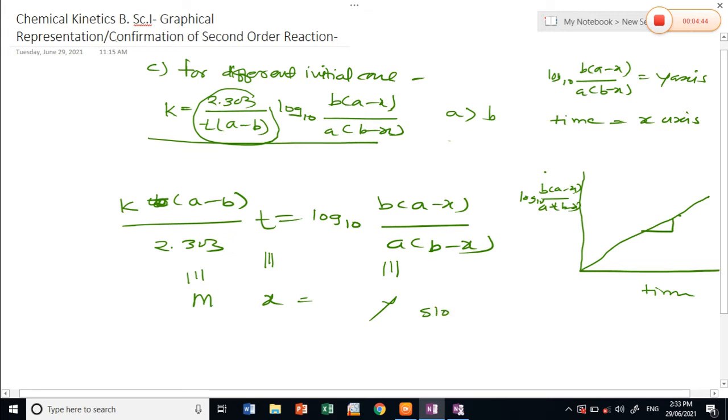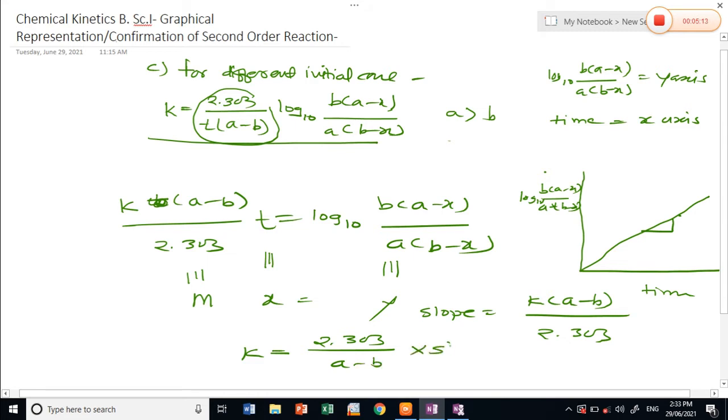So slope is equal to k into a minus b divided by 2.303. If you solve this, you will get k is equal to 2.303 divided by a minus b into slope. This denominator becomes numerator. So by using this equation you can easily calculate the rate constant.